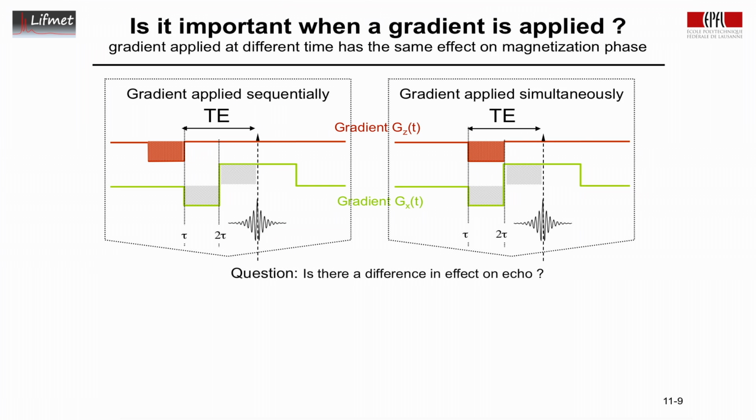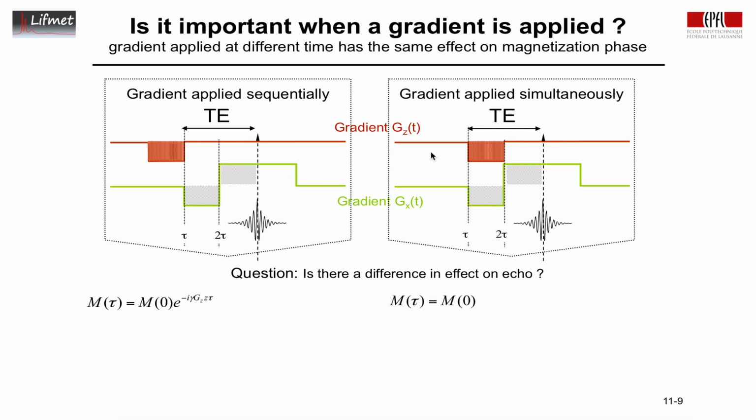And now the question is: is there going to be a difference in the echo that we record here? Does it make a difference? Can we tell from the signal that we record whether this gradient has been applied here or whether it's been applied here? So let's look at the magnetization in the left example after time tau. It's given by the magnetization at time 0 times e to the gamma gz z times tau. This is the effect of this gradient here.